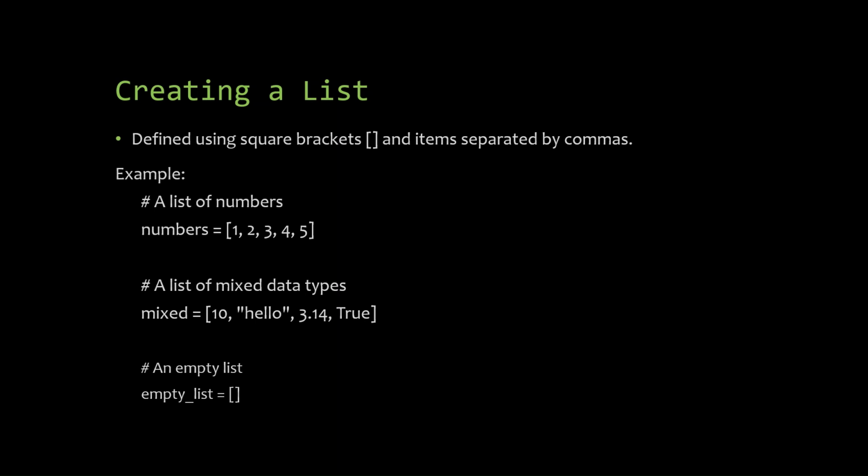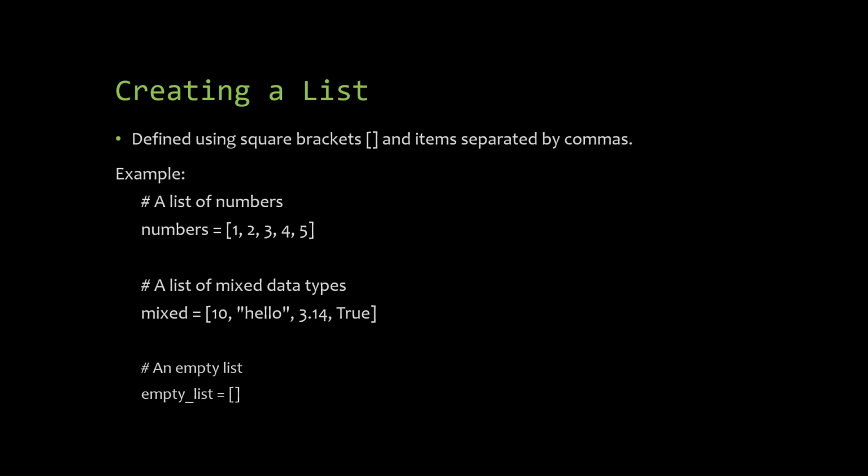In order to define our list, we're going to use a variable name, the equal sign, just like we would with any variable assignment. But this time we're going to use square brackets, and we'll use commas to separate our values. So you can see in our first example, we have the numbers 1, 2, 3, 4, and 5, and they're going to be inside a list named numbers. And then we have the mixed data type that has 10 as an integer, hello as a string, 3.14 as a float, and then true for a Boolean value.